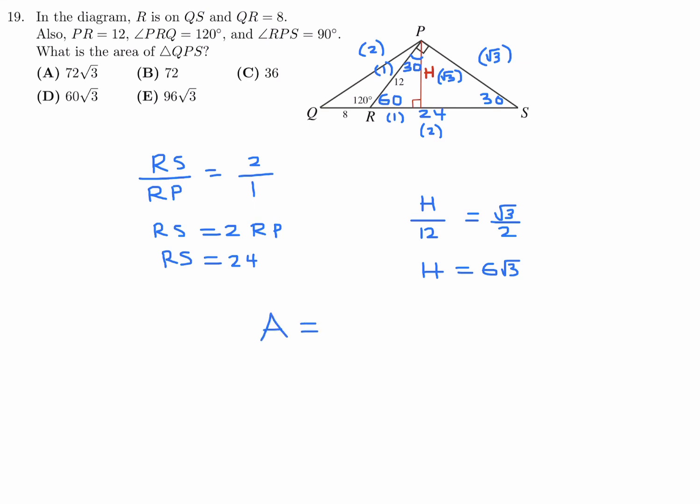So area of that big guy, QPS, is 1/2 base times height. The base is this whole distance, which is 8 plus 24, which is 32. And the height is H, which is 6 root 3. So this looks like 3 times 32, so 96 root 3. And therefore, number 19, the answer is E.